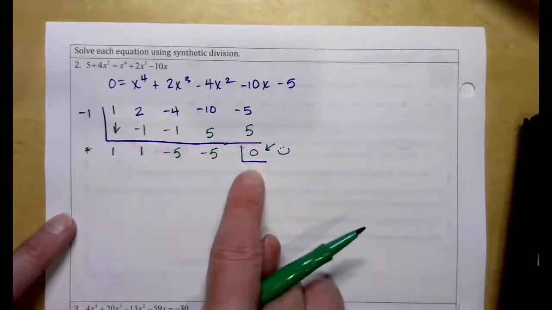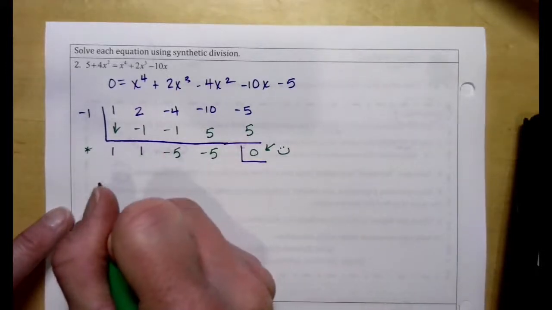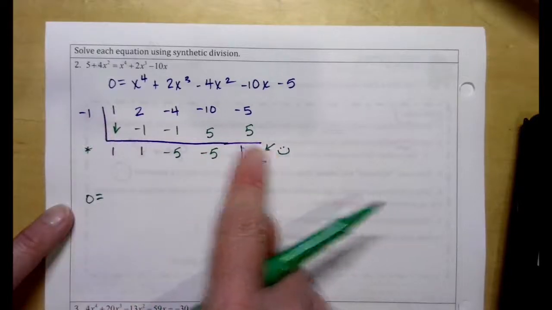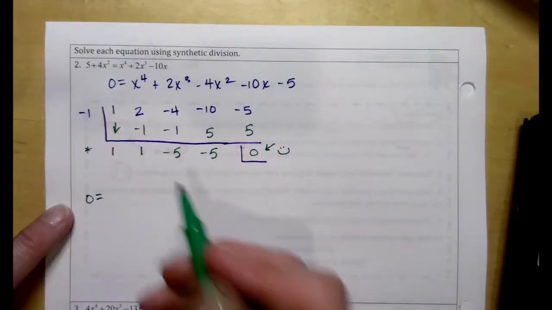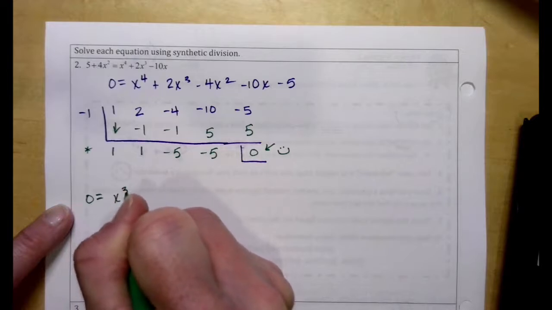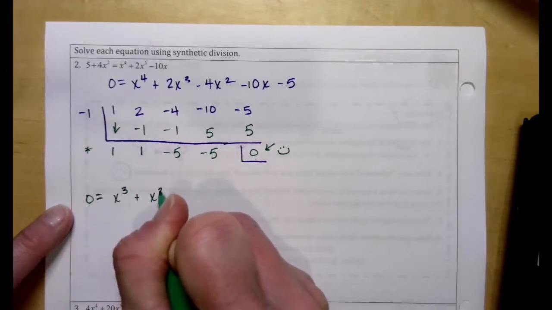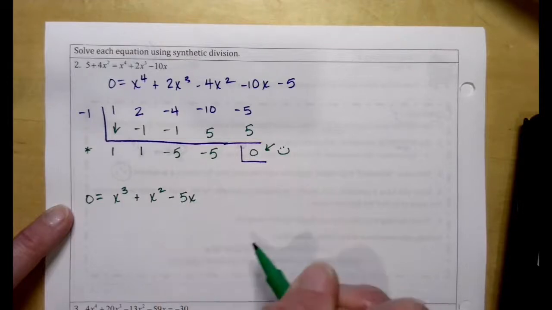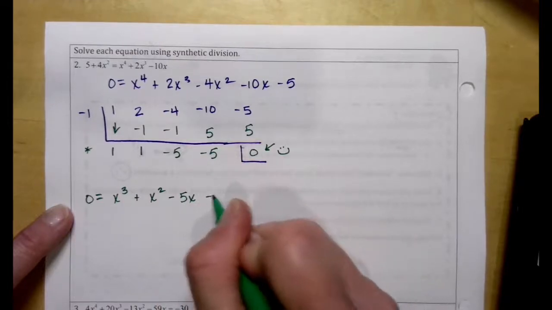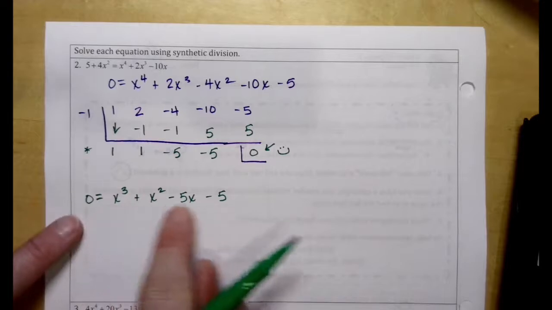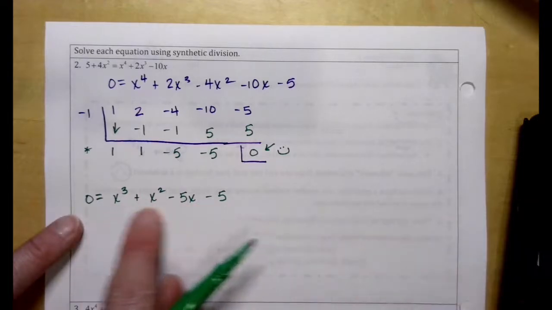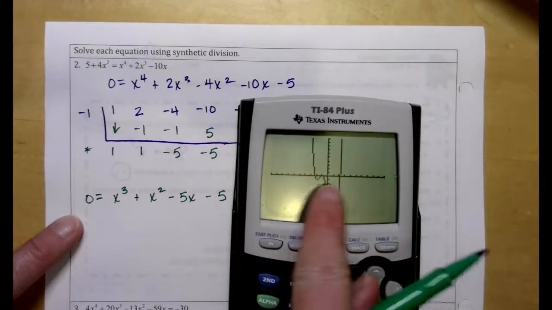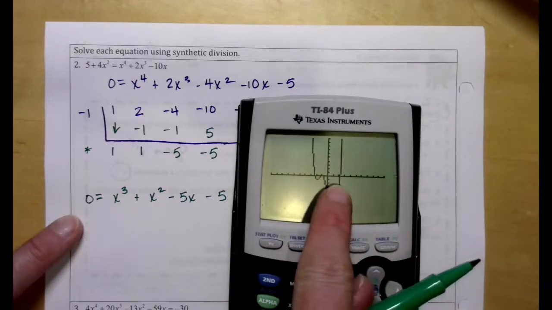All right, here's my next step. I'm going to write my next polynomial. So what I did was I divided out one factor of x plus 1, and that's going to leave me with x cubed plus x squared minus 5x minus 5. All right, so I didn't see any other zeros, but I know that it crosses the axis at this place. I just don't know where.